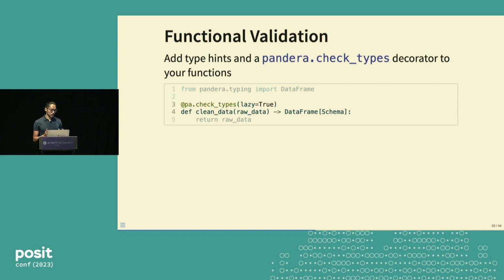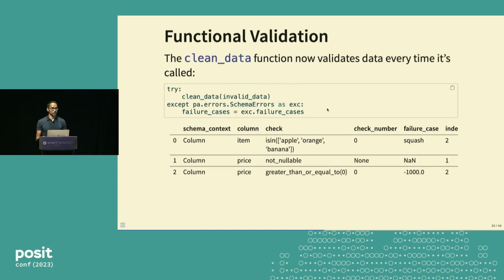But in order to check the output of this function to make sure it conforms with the schema as we've defined it, we decorate the function with this check types decorator. We, of course, pass lazy equals true. And then we use type annotations to say, hey, this is a data frame that conforms with this schema. And once you've done this, clean data is now a data validator plus a function. So every time we call clean data, we check all the values of the output. In this case, we recover the failure cases we saw earlier.